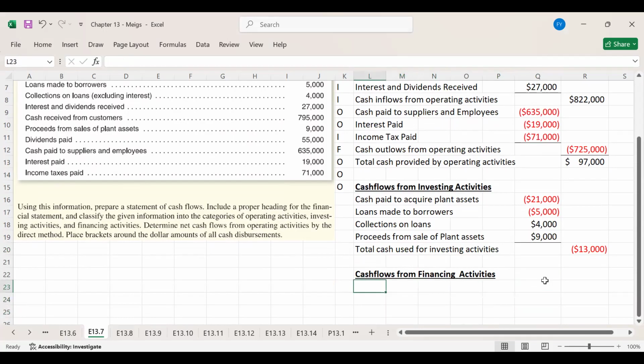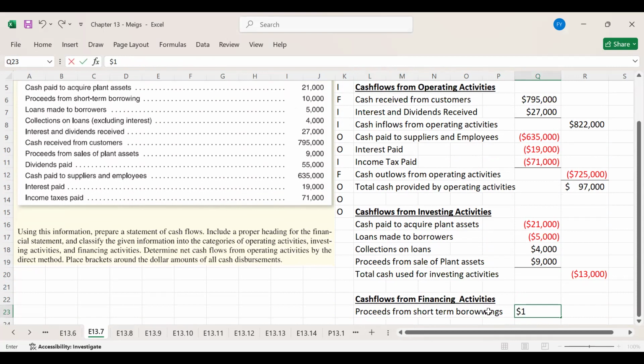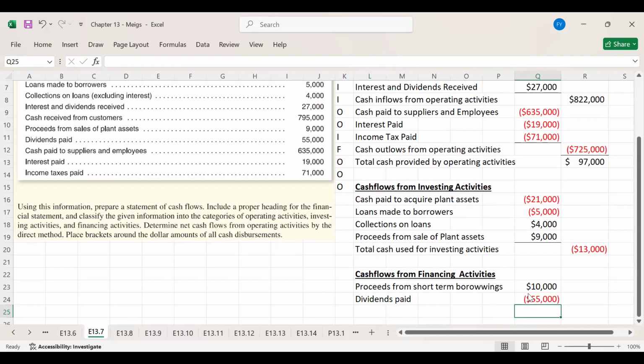First of all we have proceeds from short-term borrowings. How much have we discussed? You can see proceeds 10,000. So this should be a positive amount, $10,000. And then we paid dividends of 55,000, this one. So dividends paid should be with a negative sign. So the total cash used for financing activities is, you can see, 45,000.